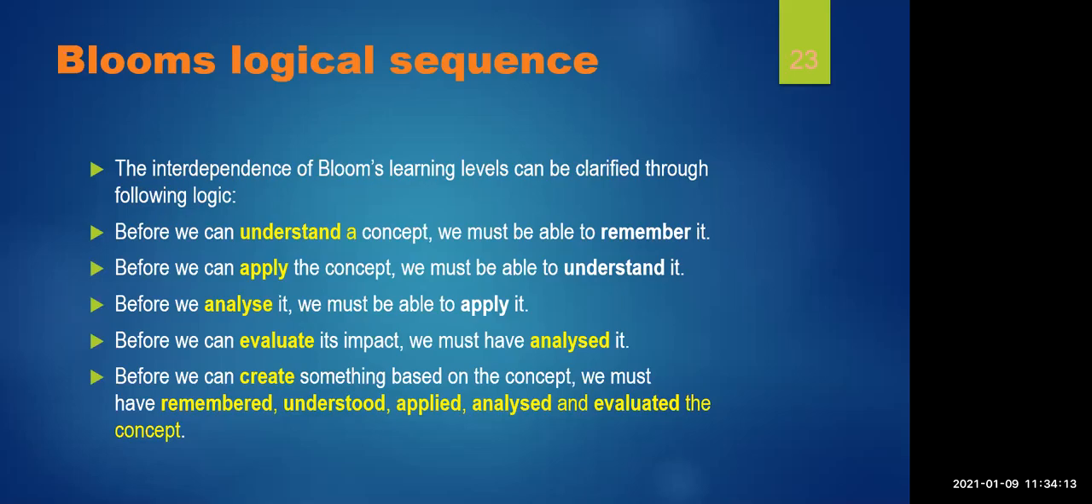And before we analyze it, we must be able to apply it. So once we have applied it, we go for the analysis point of view. And before you can evaluate it, these are all higher levels. Remembering, understanding and application is what we do in the engineering classroom. Analyzing, evaluating and creating are the higher order levels. We'll see them one by one. There are six terms in total: remember, understand, apply, analyze, evaluate, and create.